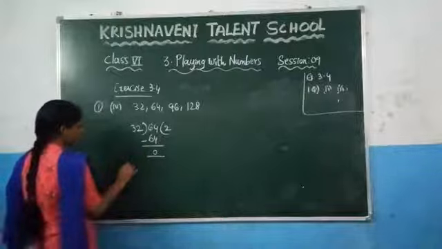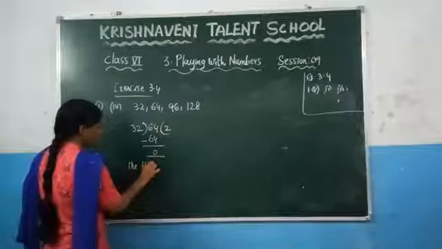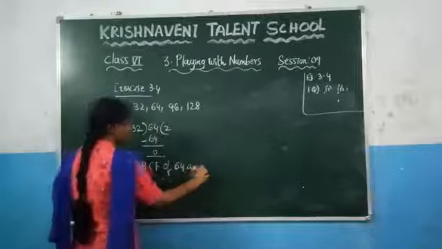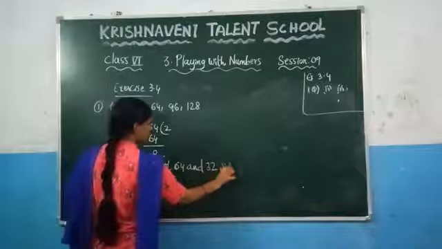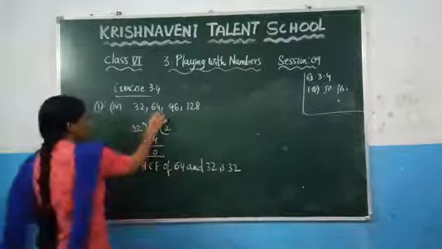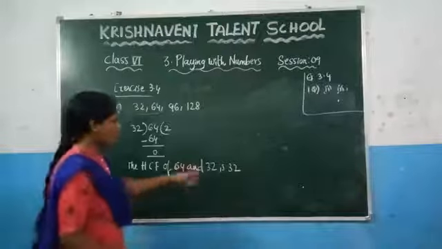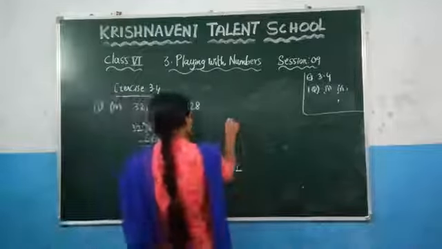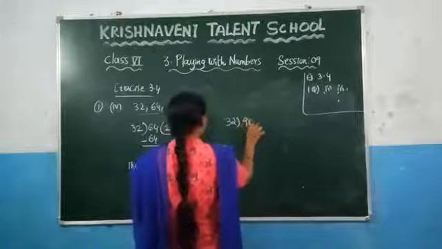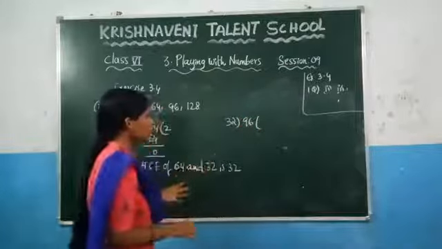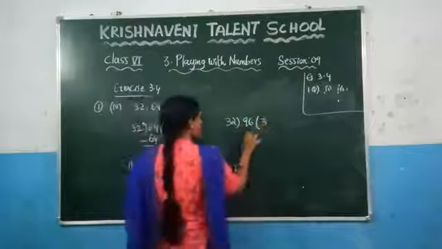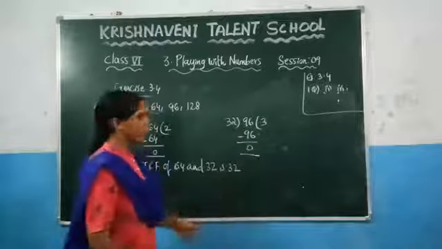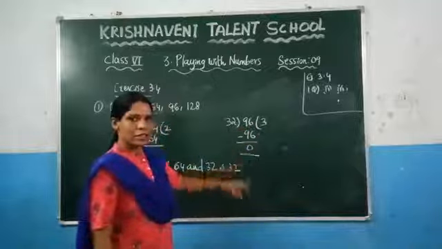So write it here. Therefore the HCF of 64 and 32 is 32. Now we got the HCF of these two numbers. Now again do the HCF of this result and this number. So do it here. What will you get? 32 and 96. And you know that 32 threes are 96. So write 3 here and 96, remainder 0. Now we got the HCF of 96 and 32 is 32.